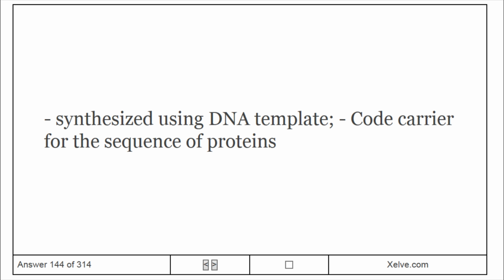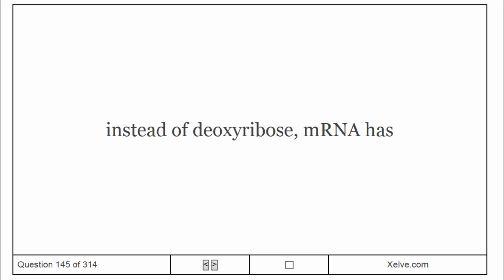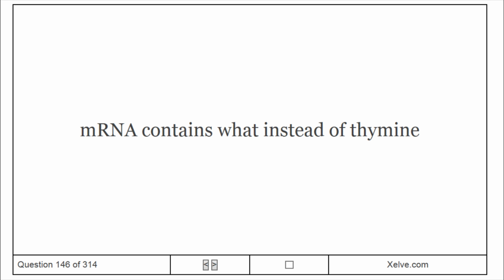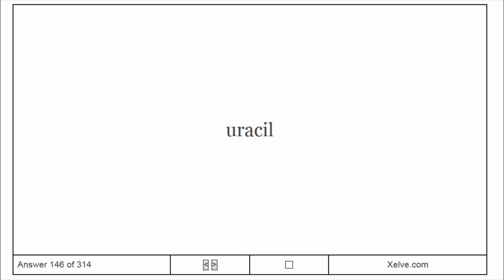mRNA. Synthesized using a DNA template, it is the code carrier for the sequence of proteins. Instead of deoxyribose, mRNA has ribose. mRNA contains what instead of thymine? Uracil. One mRNA can code for more than one protein.